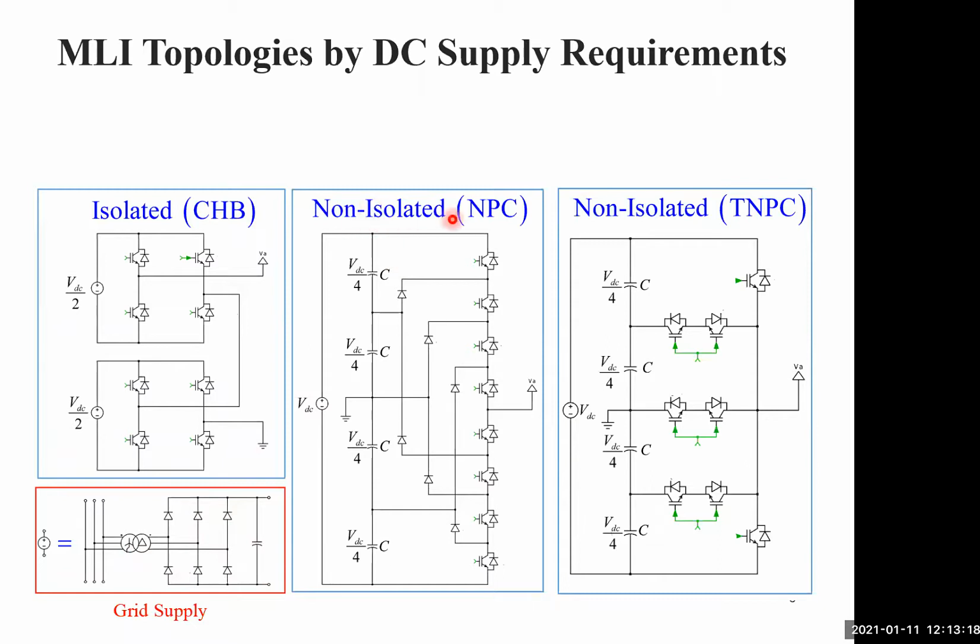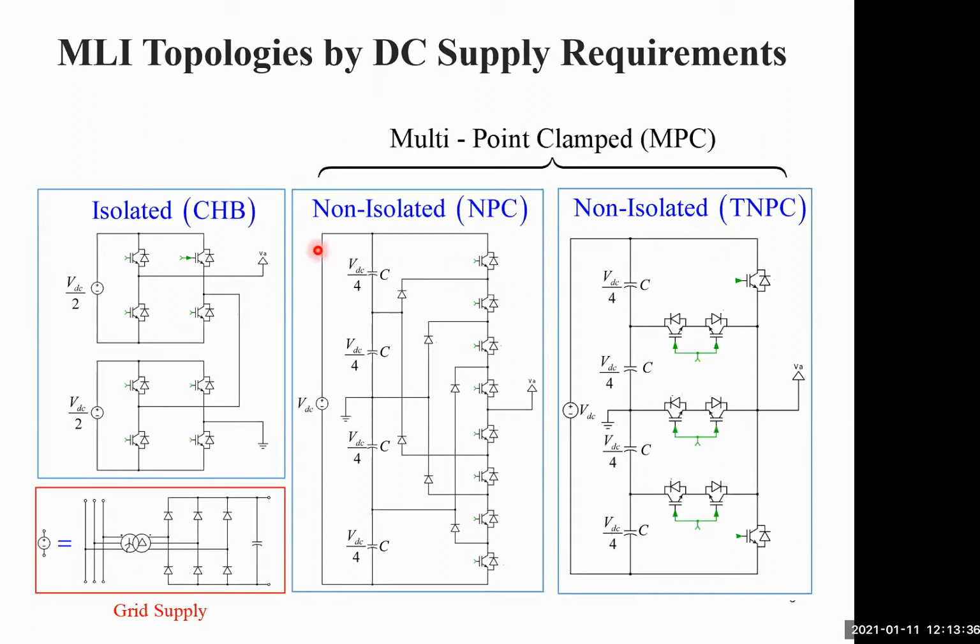And you have the non-isolated based topology, such as the diode clamped or the neutral clamped inverter. We have this type, NPC, neutral point clamped, and you have this one, which is called the T-type. Basically, both of them may be generally referred to as multi-point clamped, or MPC. It's called multi-point clamped because, as you can see, the output terminal may be clamped to any one of the voltage potentials on the DC bus.